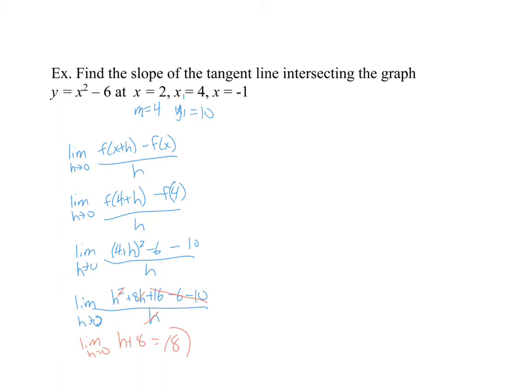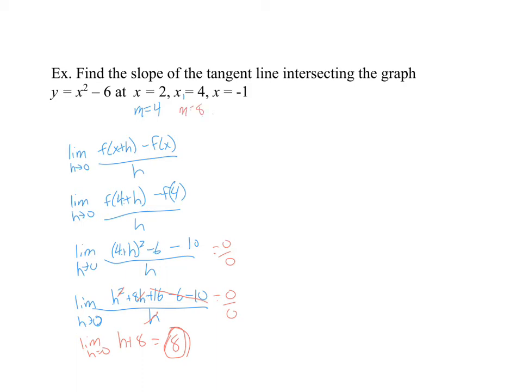And even if we would have tried it at any other step, if we would have plugged in our h of 0 here, we would have got 0 over 0, which doesn't work. Plug it in here, we would have got 0 equals 0. So we have to do the algebra to simplify it down to get things to cancel out. So in this case, our slope is 8. Our first one that we did, we had a slope of 4 at x equals 2. The one we just did, we got a slope of 8.